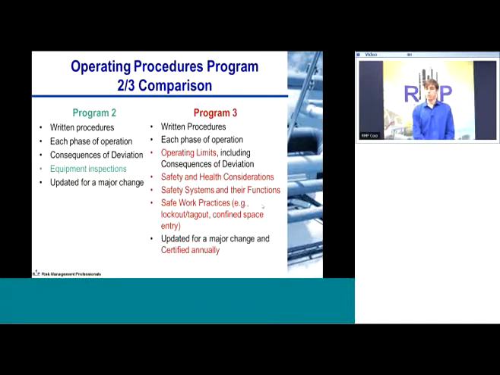However, written procedures for each phase of operation are definitely required, as well as consequences of deviation. The procedures must also be updated for any major changes that occur to the process. One thing they address is equipment inspections need to have procedures. But some things that they don't necessarily need to have by the regulations are certified annually, although I recommend that to people just as a way to ensure that their procedures are always up to date.